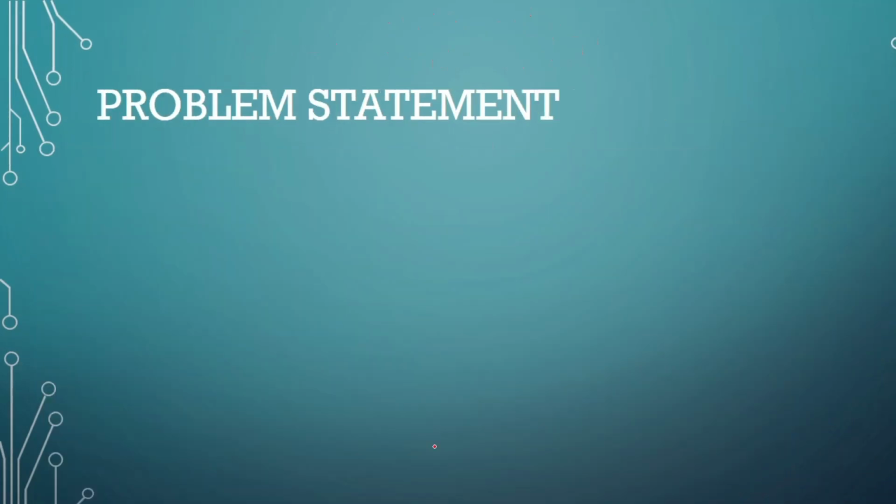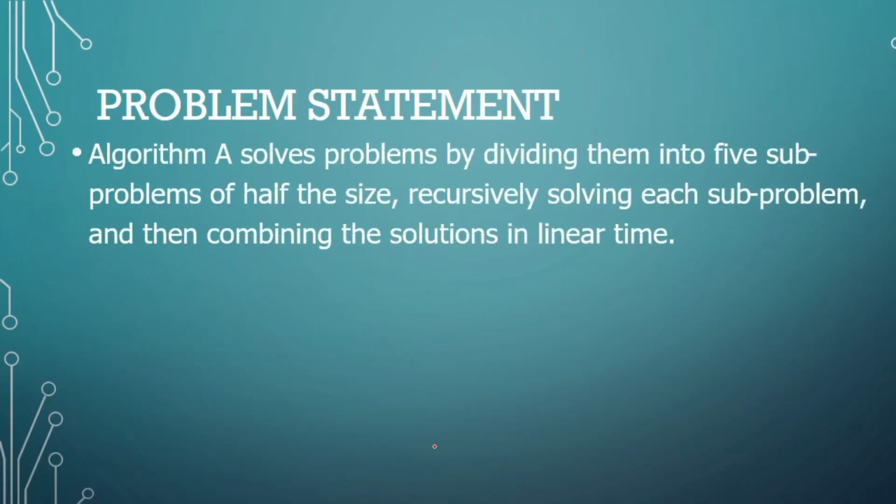Okay, so let's start with the problems. We have an algorithm A which solves a problem by dividing it into 5 sub-problems which are half the size. Let's remind ourselves of the general form of the recurrence relation. So T(n), then this should be T. All right, let me just use the eraser.